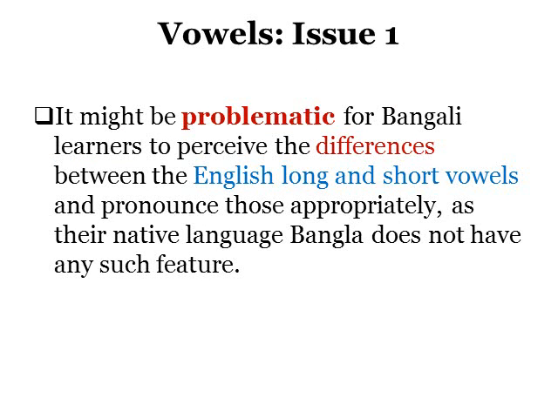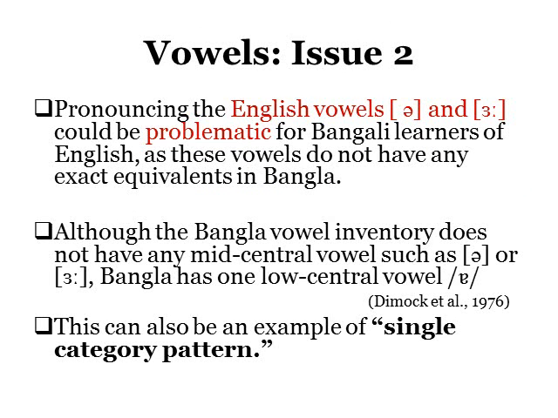And regarding vowels, one issue could be that it might be problematic for Bengali students to perceive the differences between English long and short vowels because in Bangla, vowel length is not a phonemic feature. And another issue could be that Bengali students might have difficulties in perceiving the English vowels schwa or a because these vowels do not have any exact equivalence in Bangla. Because Bangla doesn't have any mid-central vowel, but Bangla has only one low central vowel a.